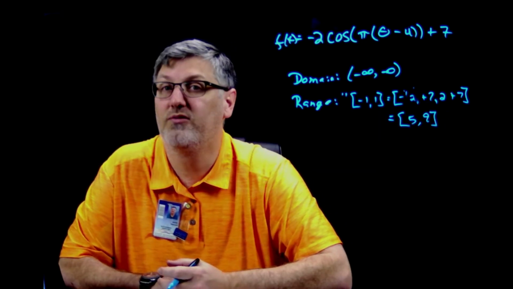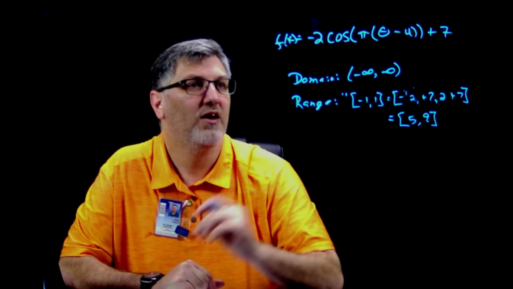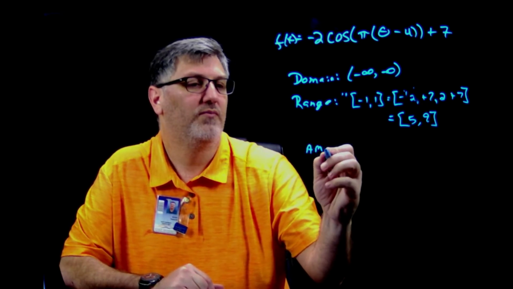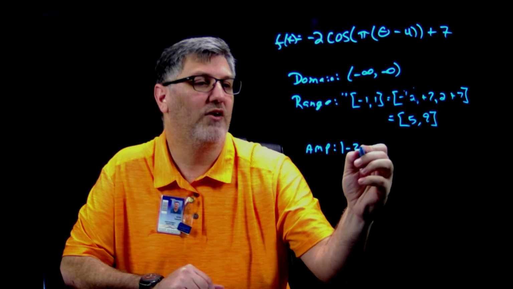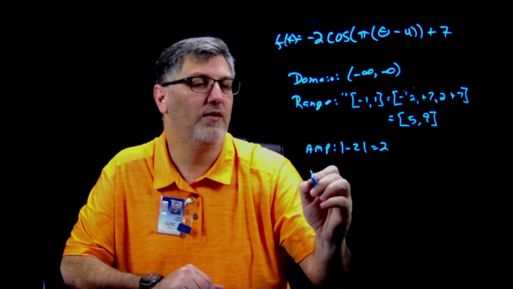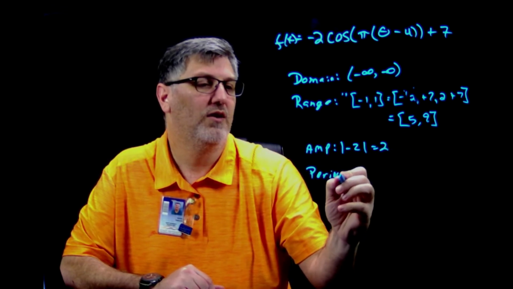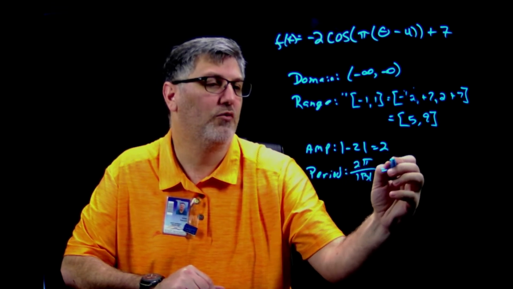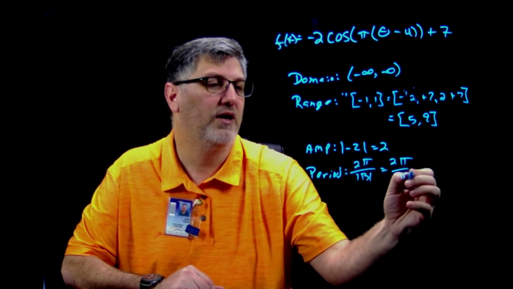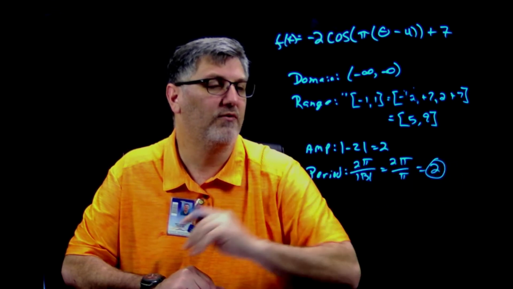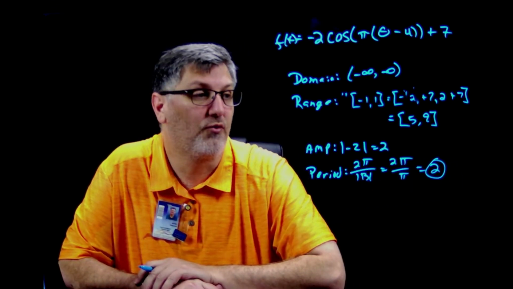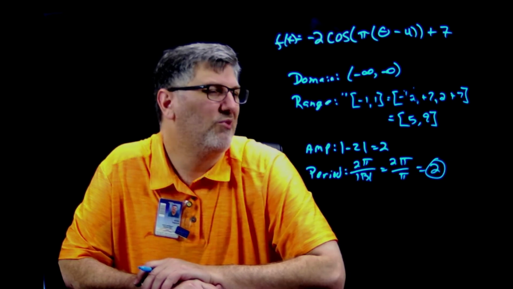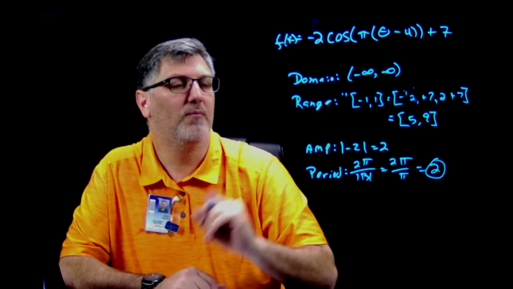That's easy enough. All right, my amplitude is just the absolute value of my A, which is 2, and then my period is 2 pi over the absolute value of B, which would be 2 pi over pi, which gives me a period of 2. I mean, it takes 2 units for this to repeat. So these are key features. You've already seen amplitude and period before.